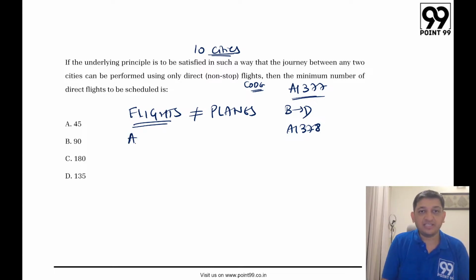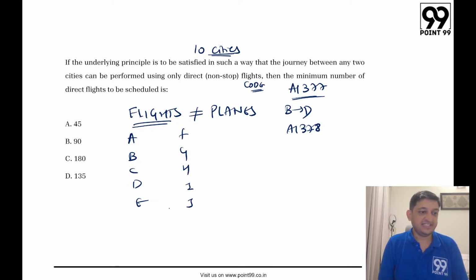So now let's say for example there are these cities A, B, C, D, E and F, G, H, I, J. ठीक है, 10 cities हैं मेरे पास. Now we also know that every city should be connected to every other city, right? So if someone is residing at A, you have to have a flight from A to B to C to D to E and so on.